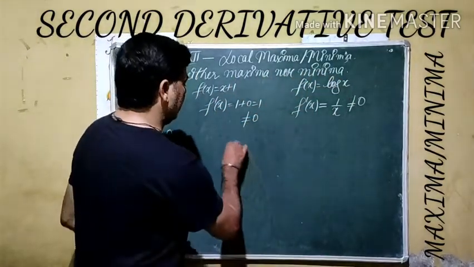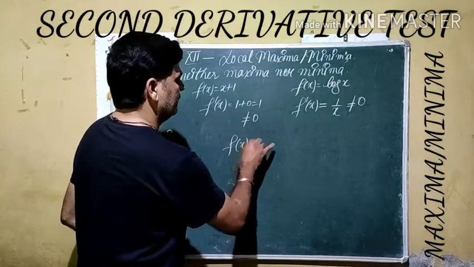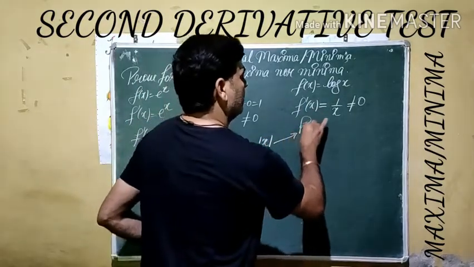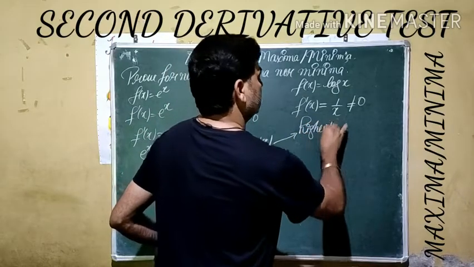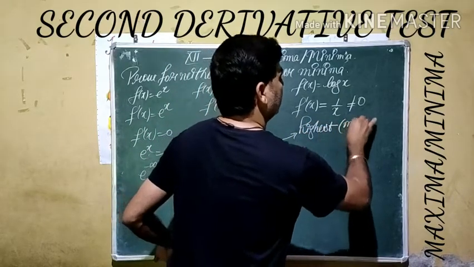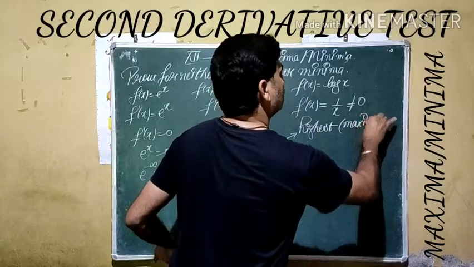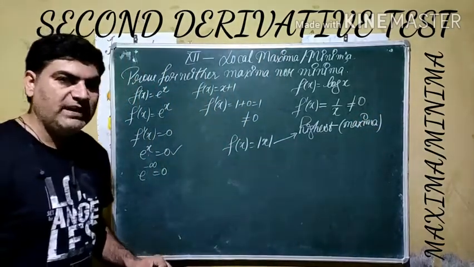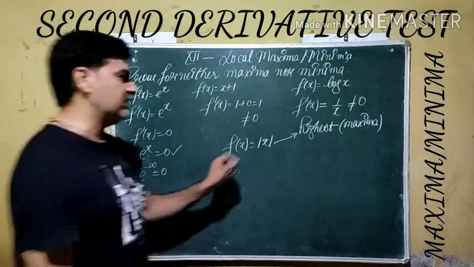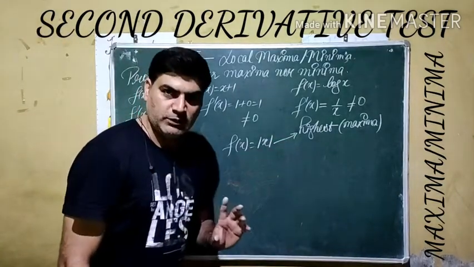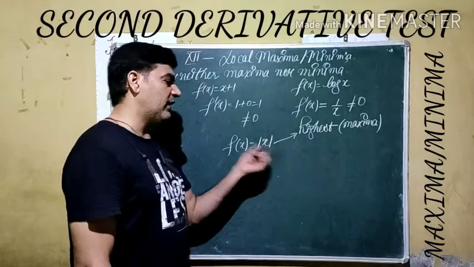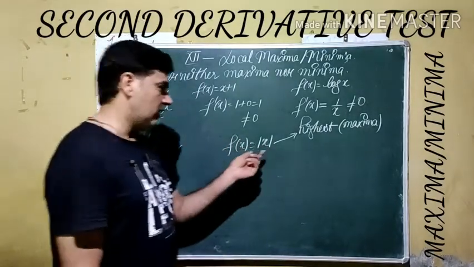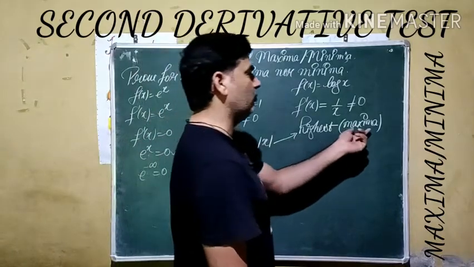For another function we are having, suppose, modulus of x. As we all know, the highest value of this function, highest means maximum, because modulus means absolute value, means always positive. Can you imagine the highest positive value? It is not possible to imagine. Because if you imagine 1 lakh, someone else says 1 crore. So there is no limit to find out the maximum value of modulus of x.